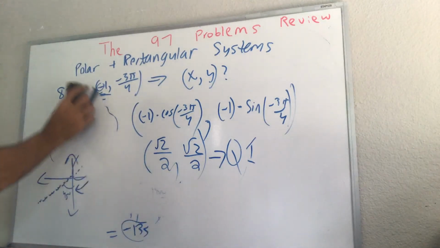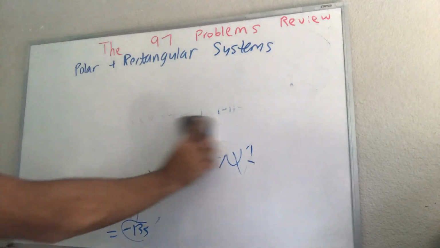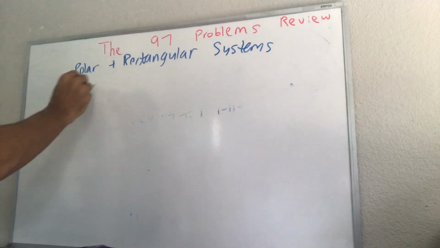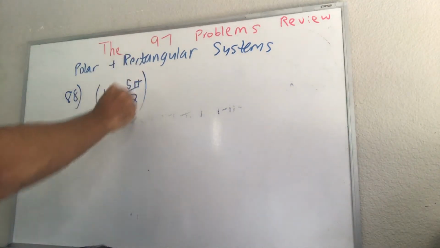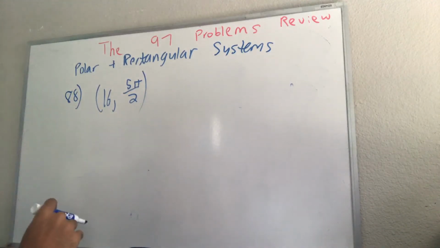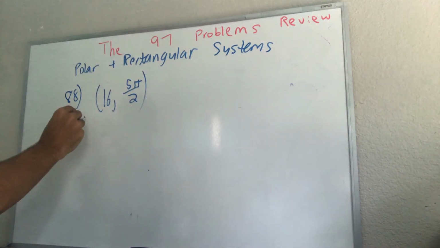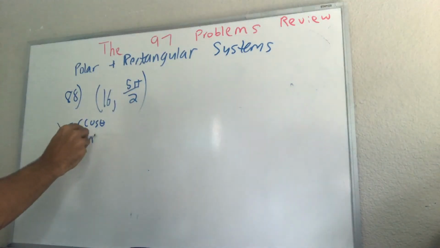So now I have one more that deals with this type of problem. It's question number 88. We have 16 comma 5 pi over 2. Again, we want to convert this into the rectangular system, so we use that same concept. x is equal to r times cosine theta, and y is equal to r times sine theta.